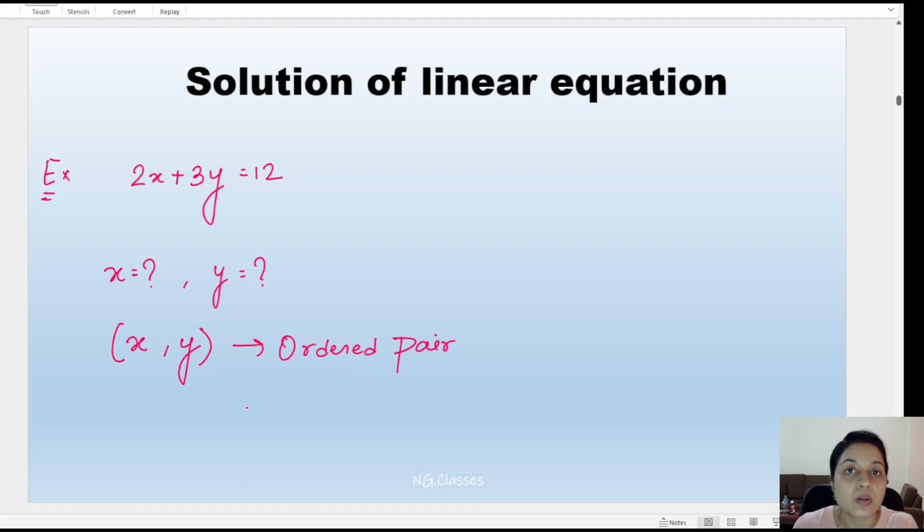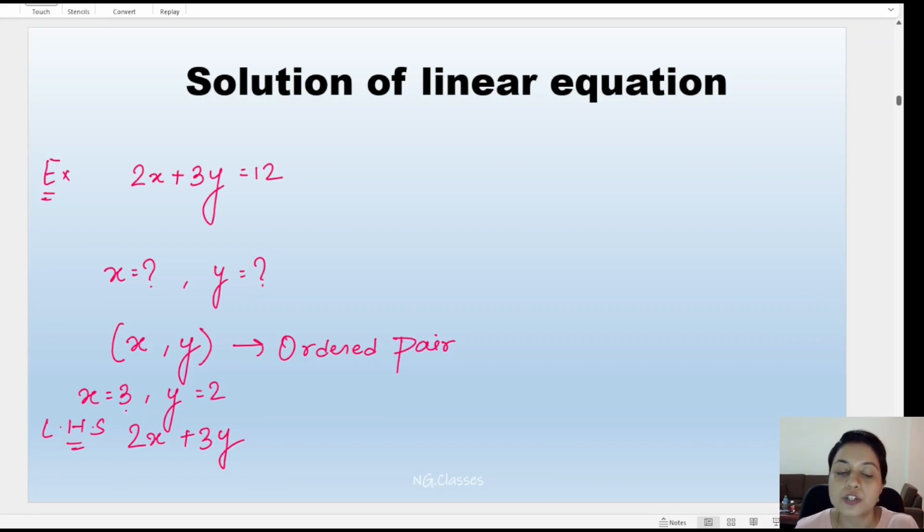All right. Now let's see how to find the solution. So we have to choose such a value of x and y over here which will satisfy our equation. So let's say x is equals to 3 and y is equals to 2. Now let's substitute it on the left hand side of the given equation. So our left hand side is twice x plus 3y.